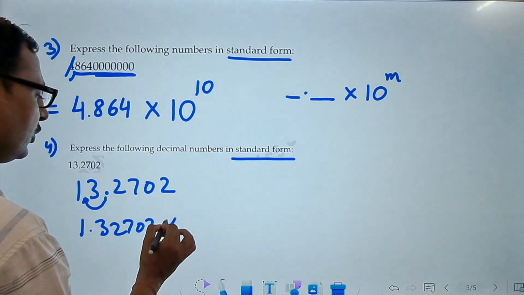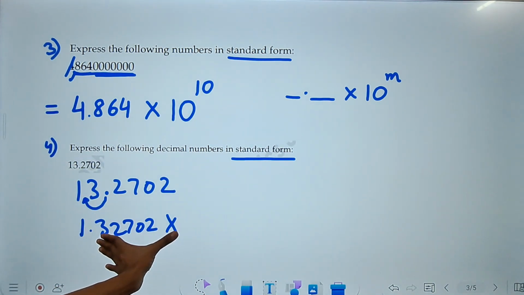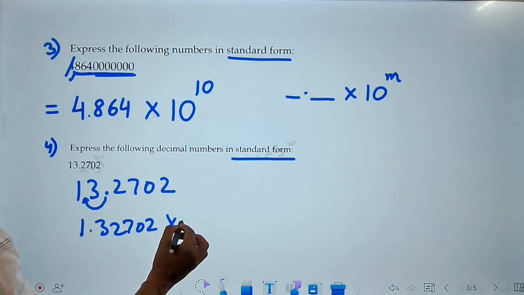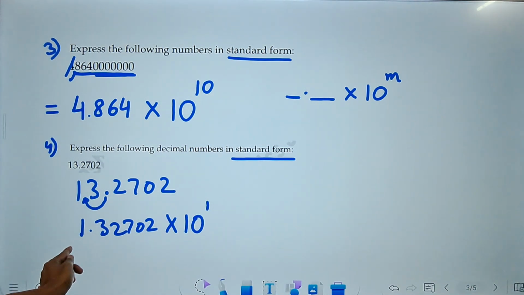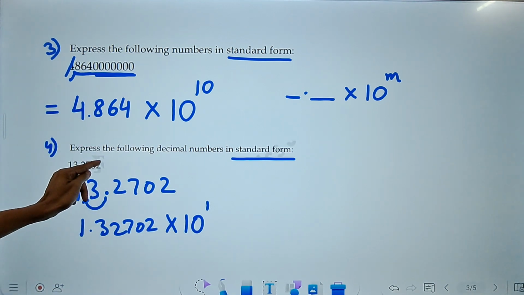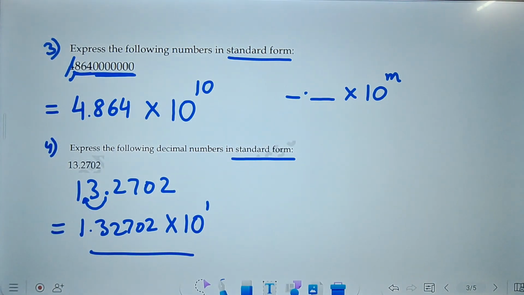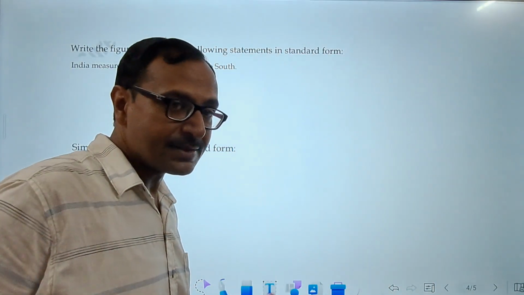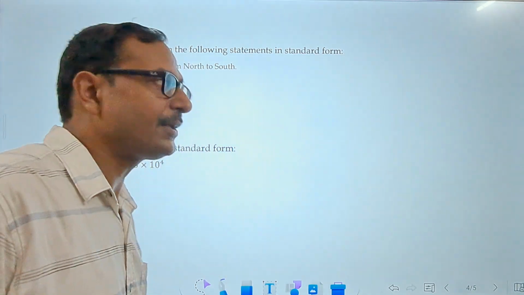When you shift a decimal towards the left and you make it 1.32702, what do you do to ensure that you get back the answer when you solve this? How many digits are you shifting? You are shifting one digit, right? So you will write 10 raised to power 1 here. And if you multiply 1.32702 by 10, you will get back 13.2702, and this becomes the standard form of this decimal number. Understanding plays a vital role when you have to get all the answers correct when you attempt the questions, right? So try to understand the concepts.